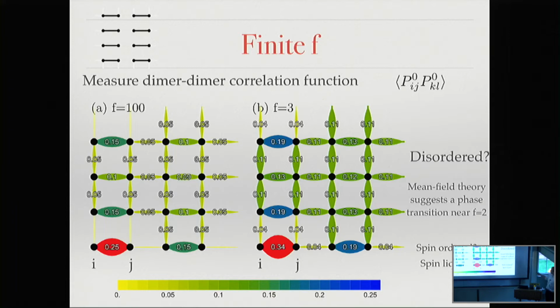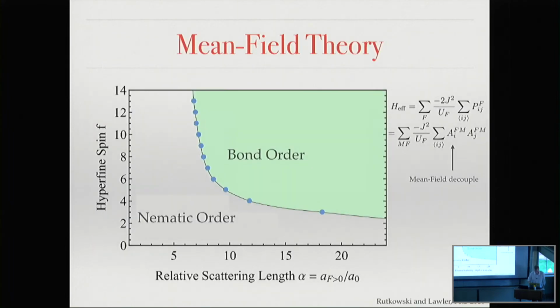We have a mean field theory, which I'll talk about in just a moment, which suggests there is a phase transition near F equals 2, which goes between, at small F, a Bose-Einstein condensate that's a polar state. And so certainly this may be indicative of either being near that phase transition or past it. We're also hopeful of trying to find some kind of spin liquid in this as well.